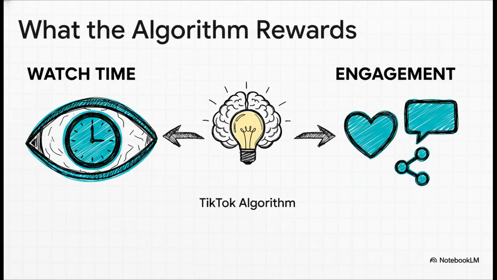And at the very core of this puzzle are two, let's call them golden metrics. First up, watch time. Can you actually grab someone's attention and, more importantly, keep them watching? And second, engagement. Are people liking, commenting, and sharing your video? That's it. These are the main signals that scream to the algorithm, hey, this is good stuff. You should probably show it to more people.